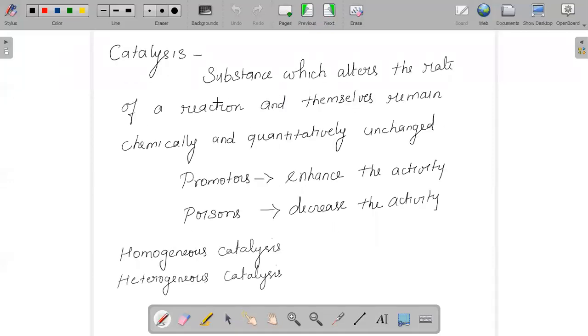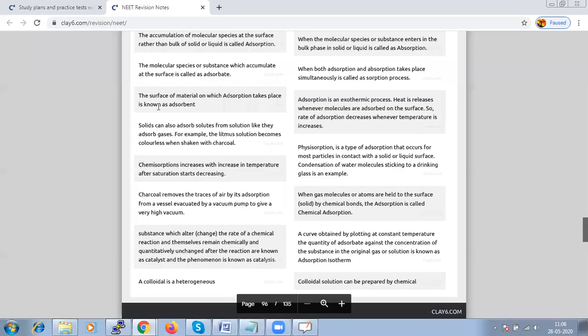Next we have to learn about catalysis. What is catalysis? A catalyst is a substance which alters the rate of a reaction, and it does not itself take part in the reaction. It remains chemically and quantitatively unchanged after the reaction. We call the substance a catalyst, and the phenomenon is called catalysis.